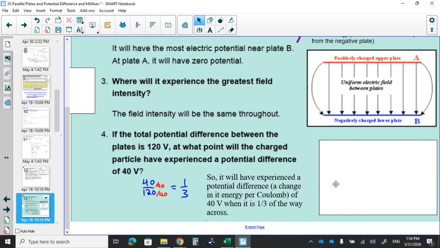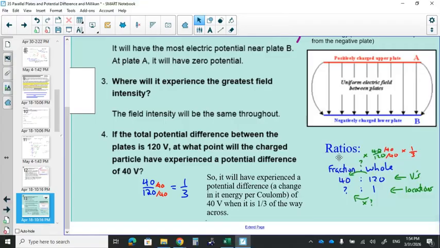It is kind of nice to think of this as a ratio situation where you can have the fraction versus the whole. So the 40 out of the 120 is equal to the fraction of the way in comparison to the whole way, the 1. 1 represents like 100% of the way, if you will, whereas the 1/3 represents 33% of the way. Anyway, so there's your potentials ratio and your distance ratio.